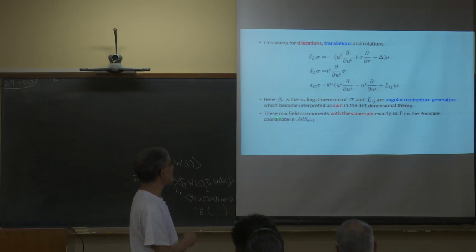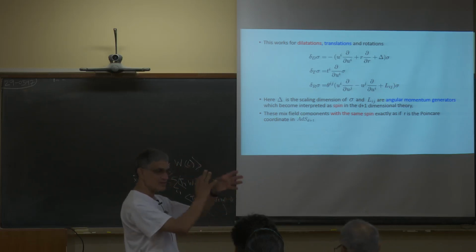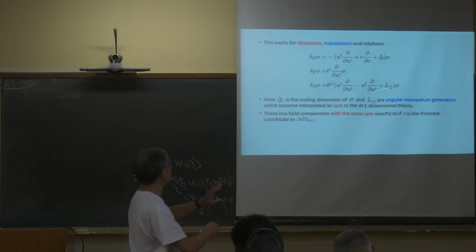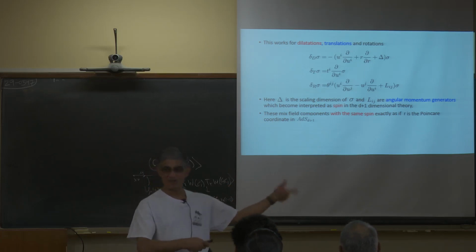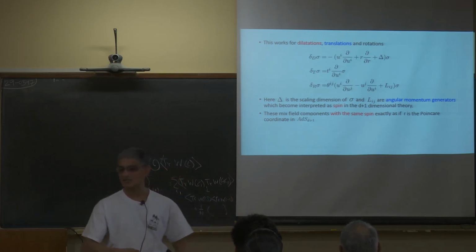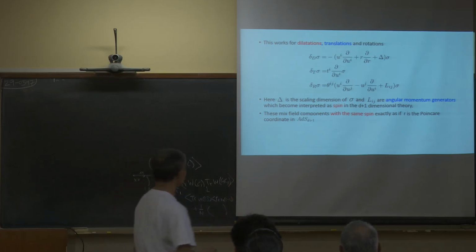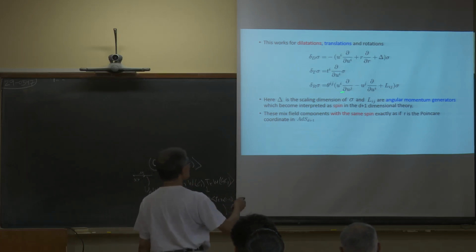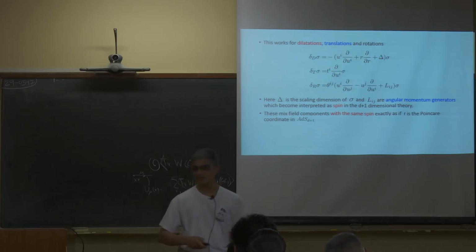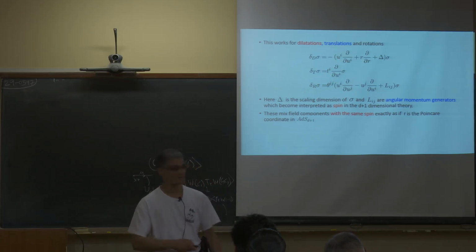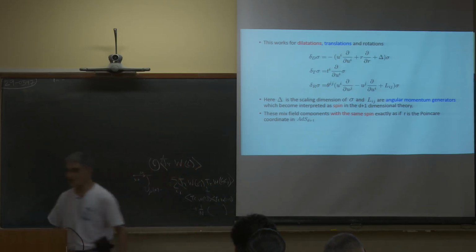L_ij are the angular momentum generators in d dimensions, and they appear as a spin, an internal quantum number, when interpreted as a theory in AdS_{d+1}. So, what are the theta_ij's? These are parameters. This is t, and theta_ij's are the parameters of the rotation here, omega_ij's. Oh, okay.